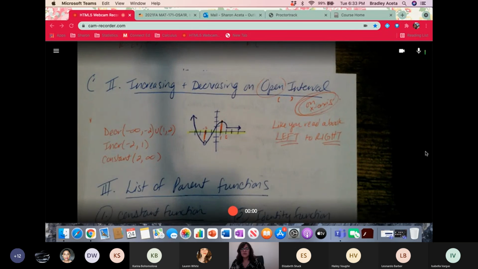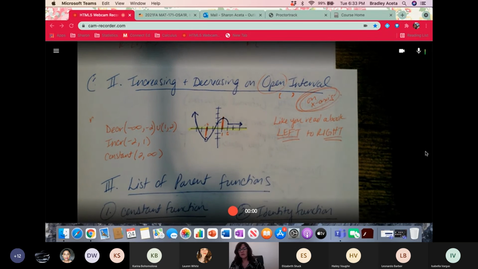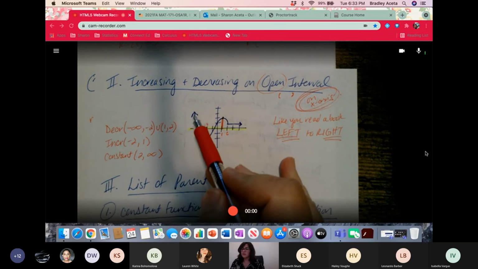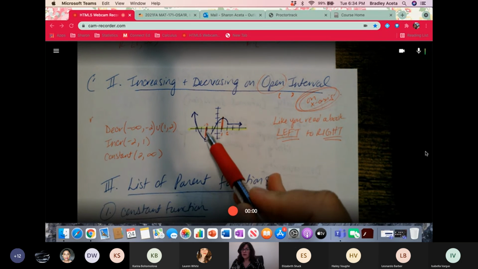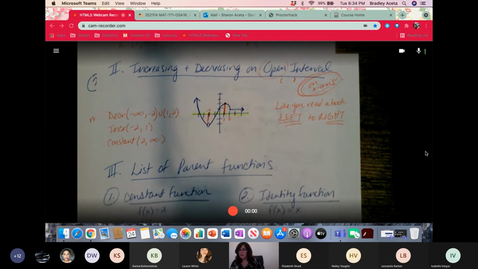And then increasing, decreasing, and constant functions. Those are also along the x-axis. What's your pencil doing? Is it going down or is it going up? It's going down. It's decreasing. From negative infinity up to where on the x? Then it increases. From where to where? Think of it like you're reading a book.